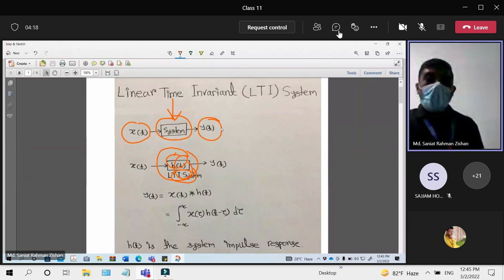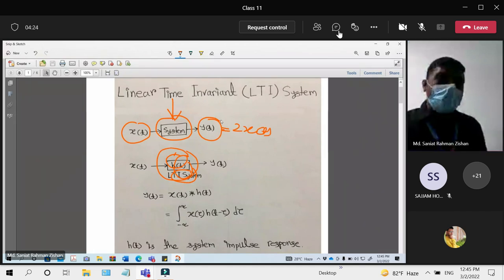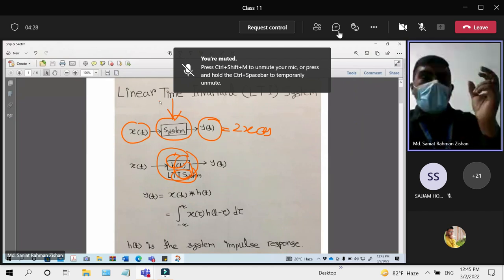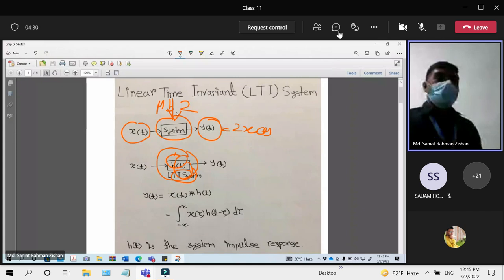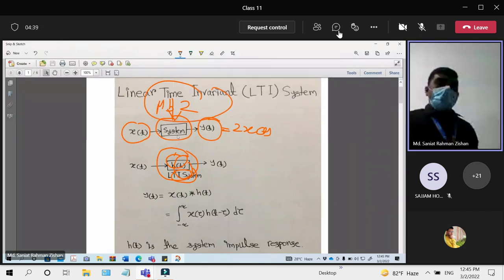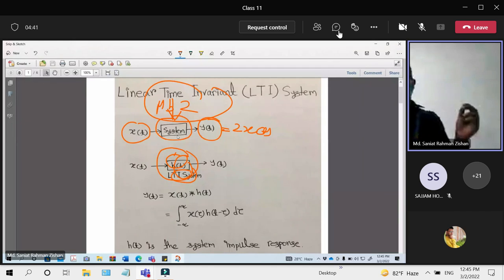For example, y(t) equals 2x(t). In this case, what is the response of the system? Input is x(t). But what will the system do? It will multiply the input by 2. That is the response of the system. For LTI system, this response will be given by h(t). So the conclusion is, whenever you see h(t), you need to understand the system is LTI system.